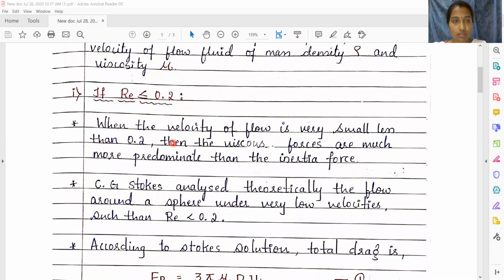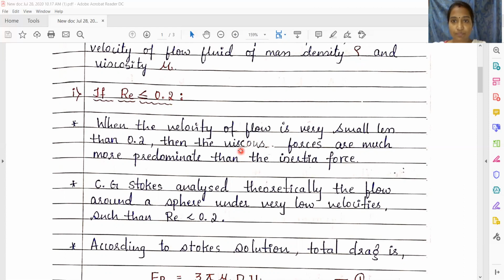So if the Reynolds number is less than or equal to 0.2, what condition occurs here? The velocity of flow is very small. If the velocity is low, it means the viscosity is high here. If the viscosity is high, then automatically the velocity of the flow will become low. Due to this increase in viscosity, we give the predominant place to the viscous force here.